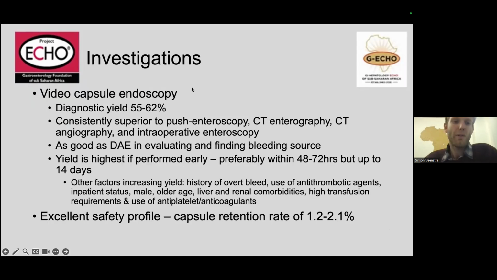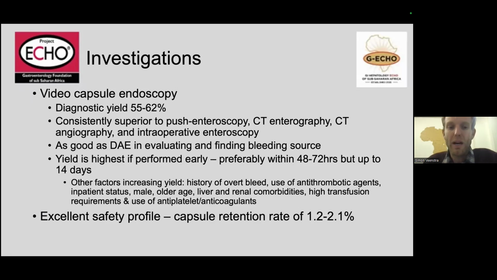So with regards then to video capsule endoscopy, which is obviously recommended as your first line investigation after your upper and lower scope, it's got a very good diagnostic yield of almost 55 to 62%. It's consistently superior to push enteroscopy, CT enterography, CT angiography, and intraoperative enteroscopy. And it's as good as device-assisted enteroscopy in evaluating and finding the bleeding source.